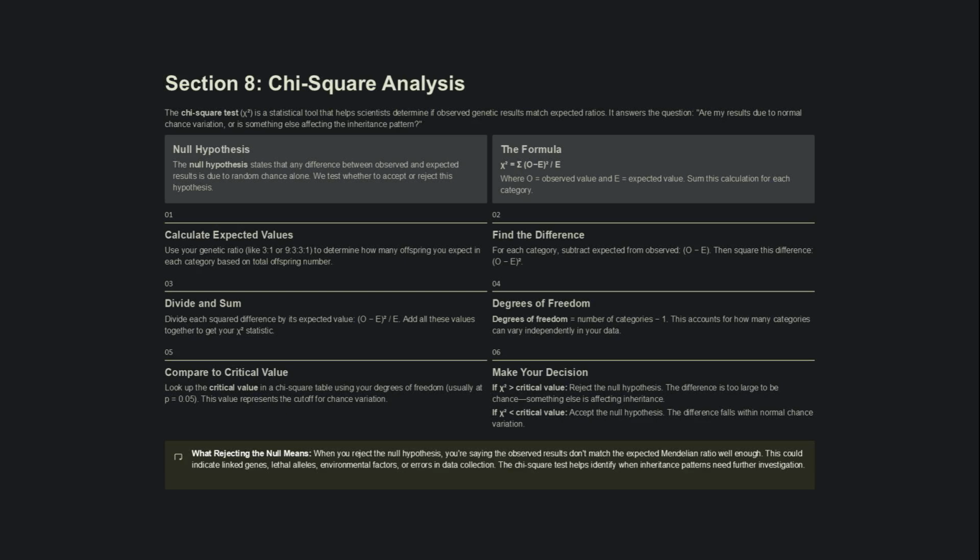Chi-square test is a statistical tool that helps scientists determine if observed genetic data matches expected ratios. It answers whether any deviation is due to normal chance or indicates a different inheritance pattern. Calculating expected values and degrees of freedom helps make informed decisions about genetic hypotheses.